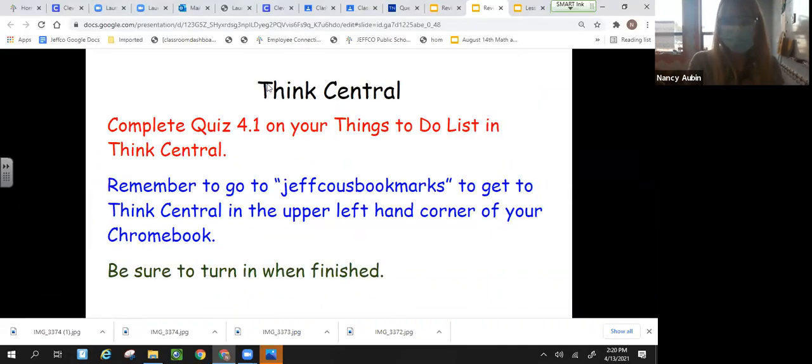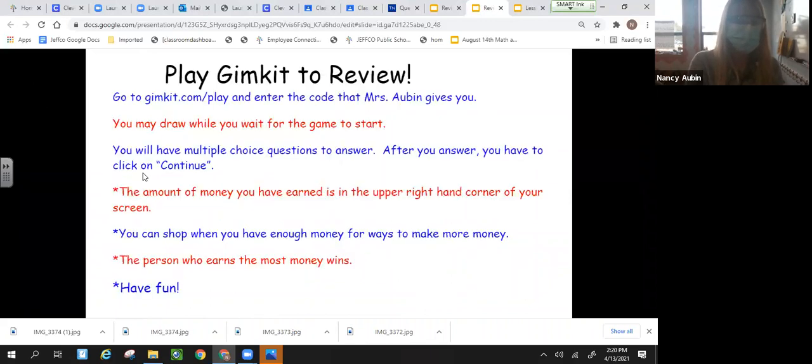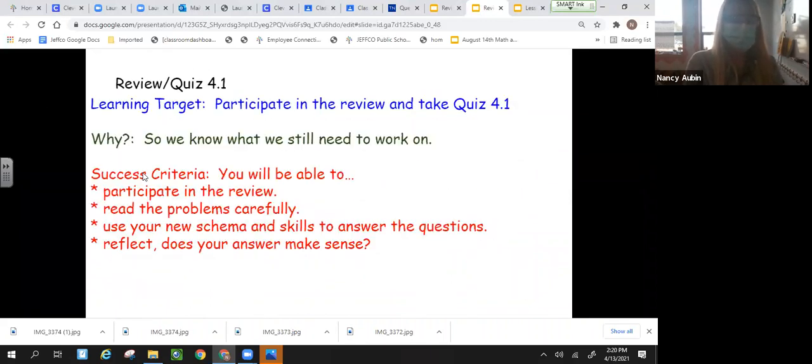But that is one of our exit tickets, is to do that for sure. Okay, here we go. Yes, participate in the review and take quiz 4.1. So our review will start now. And that just helps us know what we still need to work on.